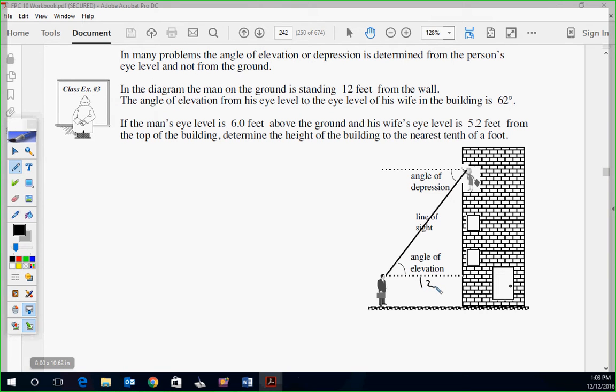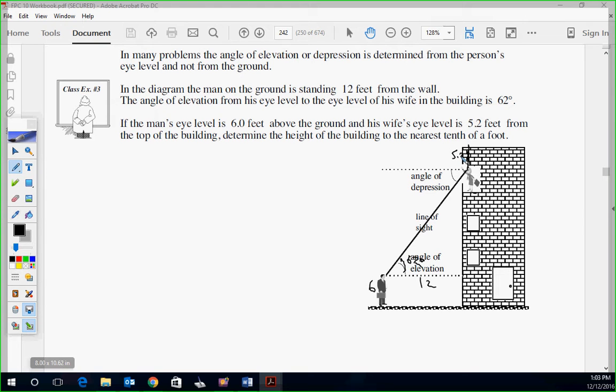So we have 12. The angle of elevation from his eye level to the level of his wife in the building, up here, is 62. What I'm trying to explain is that we're trying to figure out the height of the building. If the man's eye level is 6 feet from the ground, let's label that, he's 6 feet. And his wife's eye level is 5.2. This right here is 5.2 to the top of the building. So you have to add those up. How high is the building?